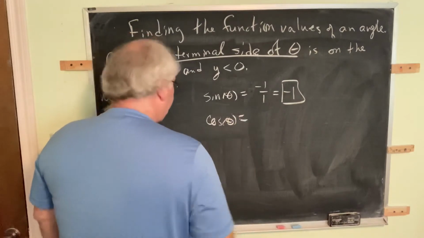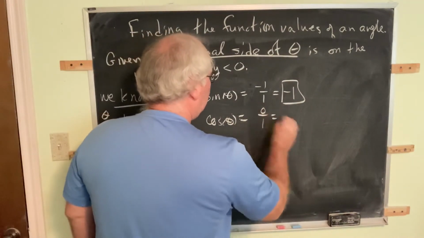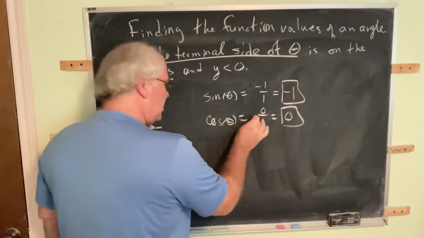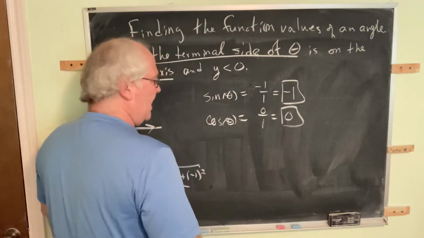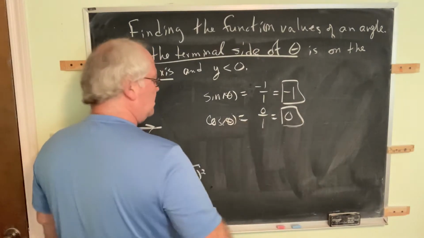Cosine theta. Cosine theta is x over r. That's 0 over 1, which in this case is 0. Again, you can leave it here if you like. I'm going to go ahead and simplify that. It's probably not asking too much of you to know that 0 divided by 1 is equal to 0.